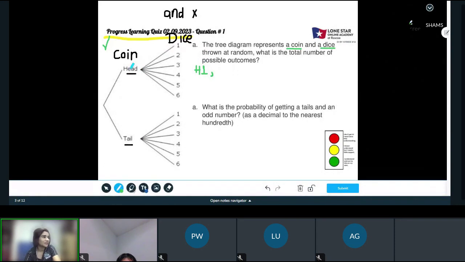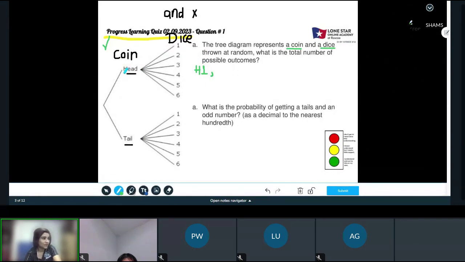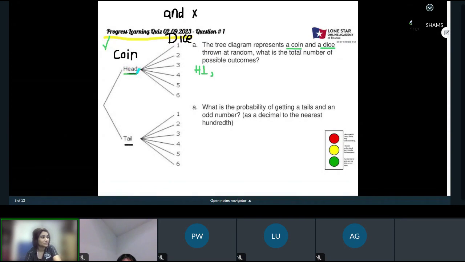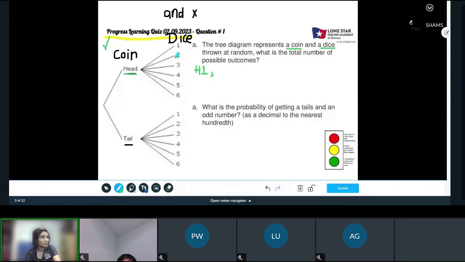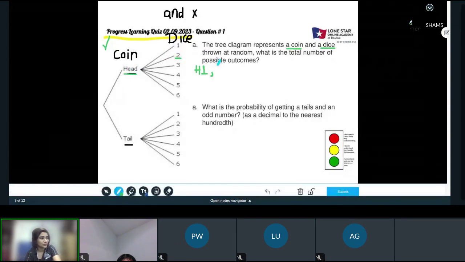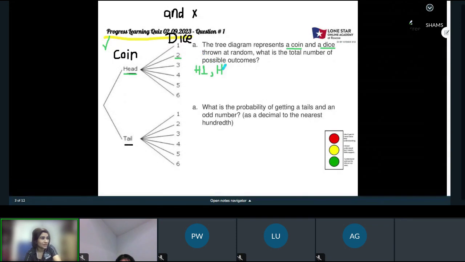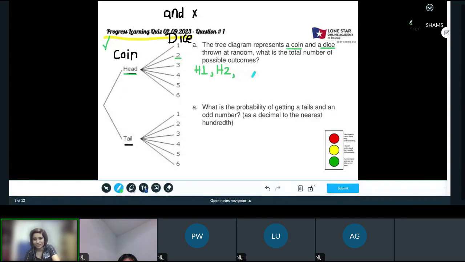Another outcome can be, on the coin, tossing heads, and on the number cube, getting a 2. So I will say the coin might have heads, and the number cube might have 2. This is the second possible outcome. And you will keep going on and list all the possible outcomes.